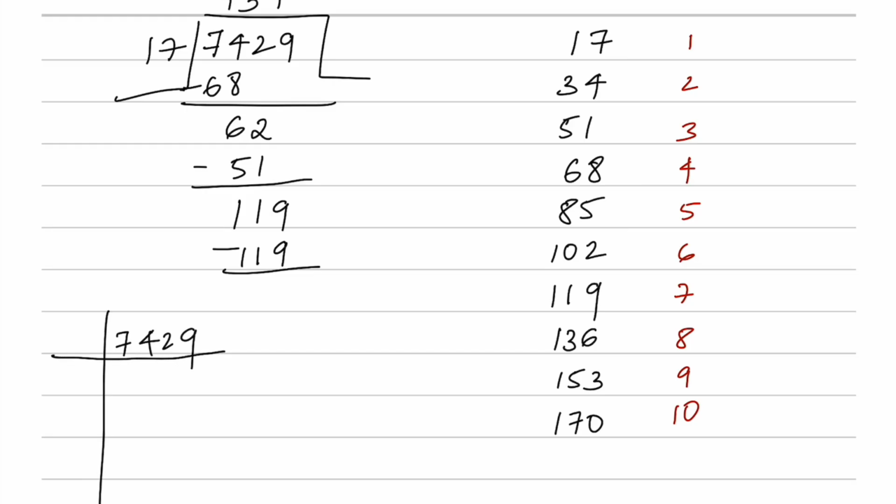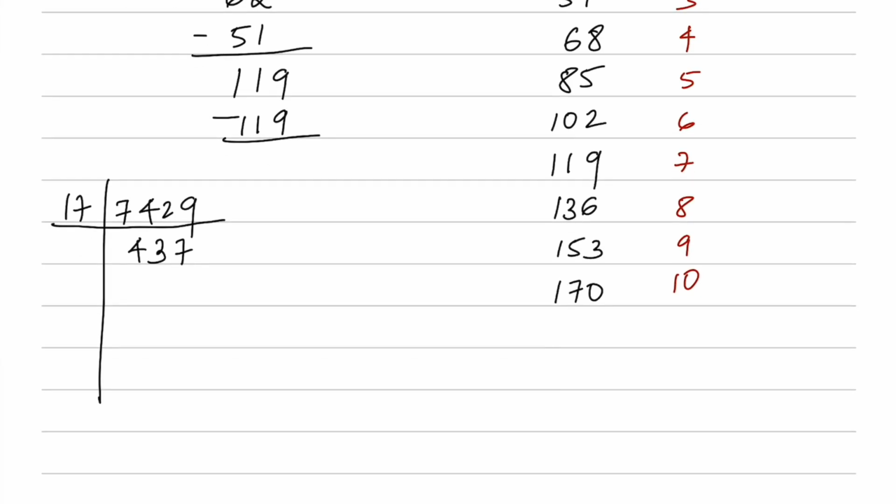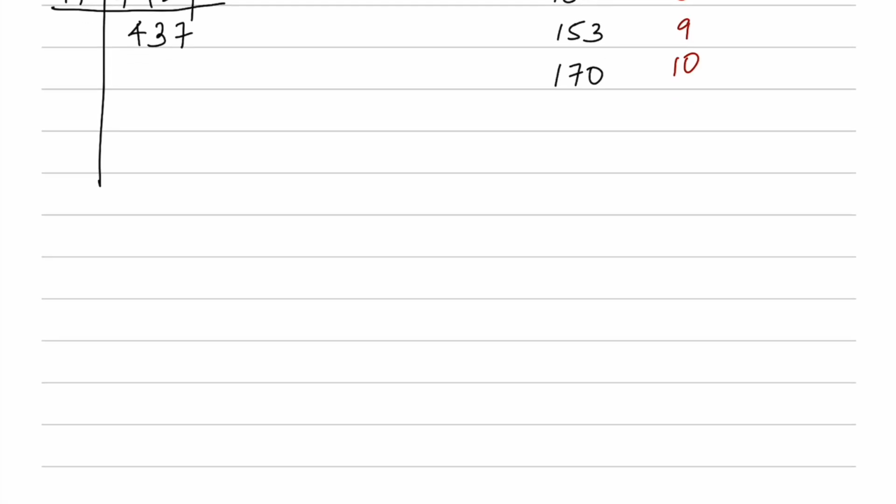The first factorization is 17 and it's not an even number. It does not end with 0 or 5. We'll check whether it is divisible by 3 or not. So we have 437. If you add all these numbers together, 4 plus 3 plus 7, this is going to give you 14. Since 14 is not divisible by 3, this number also is not divisible by 3.